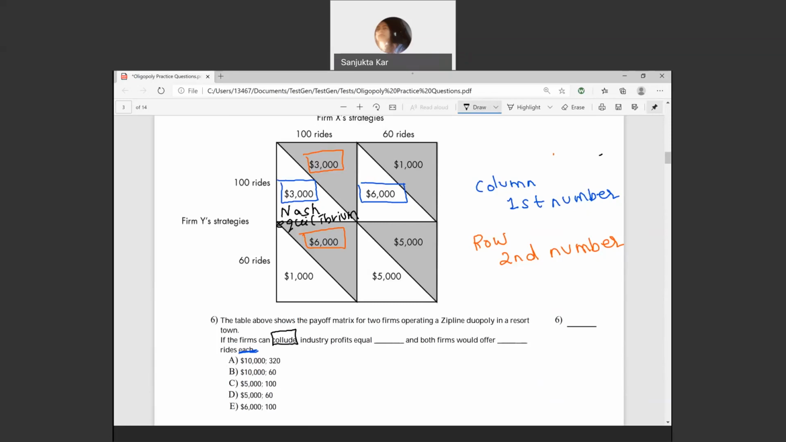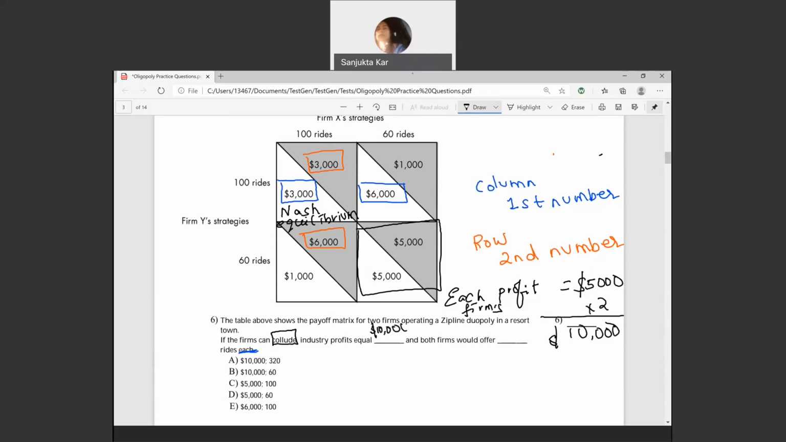So they are going to choose this cell here, because if they're colluding, instead of selling 100 rides each, they're going to sell 60 rides each, and the profit for each firm will be 5,000. So for each of them, there will be a profit. I'm just going to write here, each firm's profit will be equal to 5,000. But we have two firms here. The total industry profit will be equal to 10,000.